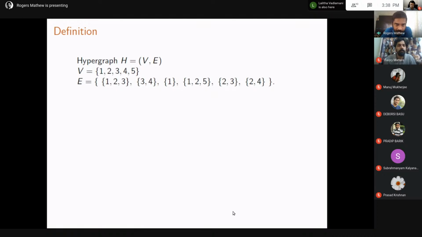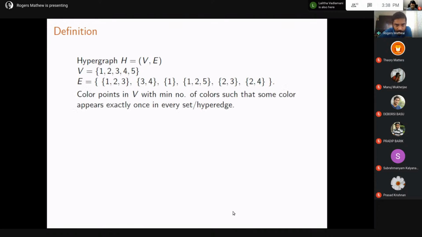One, two, three, four, five are given to you, and the notion of conflict-free coloring is basically to color the points of this universe with the minimum number of colors, such that for any hyperedge, or any set in the second row, there is some color appearing exactly once in that set.